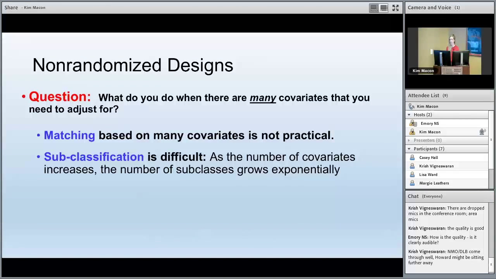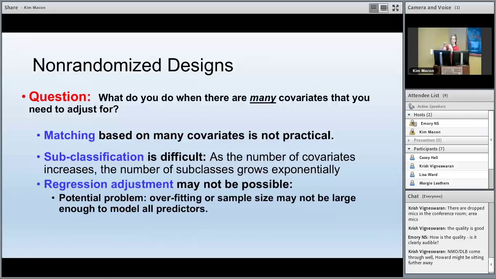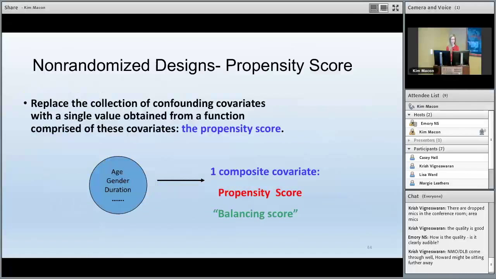With subclassification, again, as the number of covariates grows, the number of subclasses and subanalyses that you have to look at is exponentially growing and not possible. And with regression adjustment, you may have this issue of overfitting your model. Your sample size may be too small and not have enough power to model all your predictors. Which brings me to the last point of my talk, a propensity score.